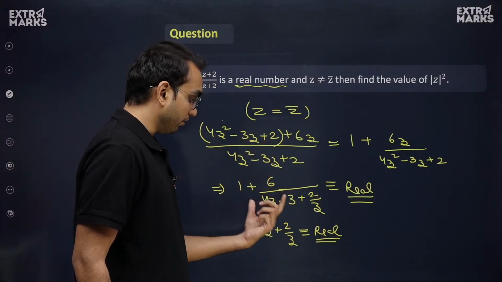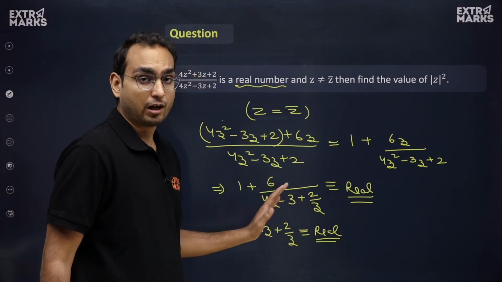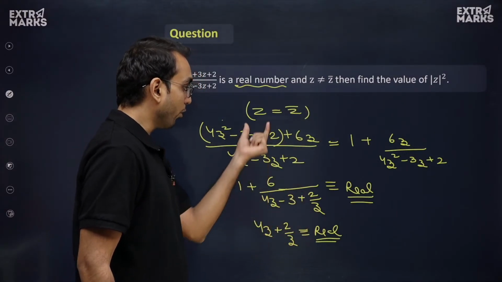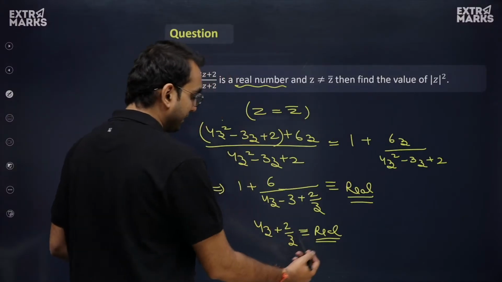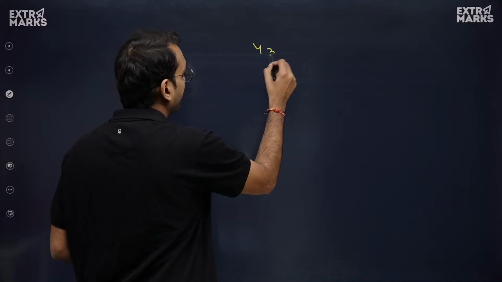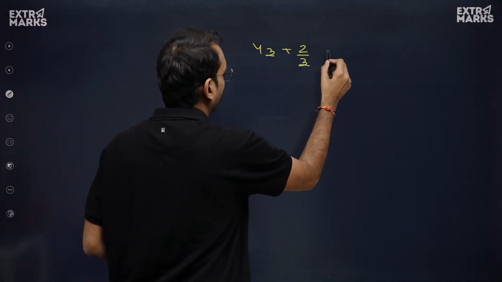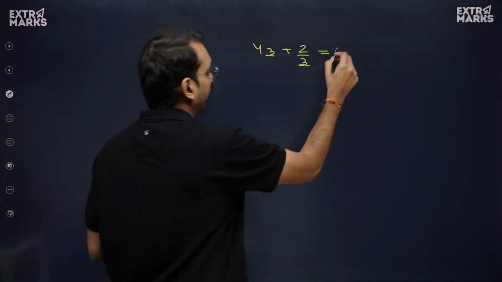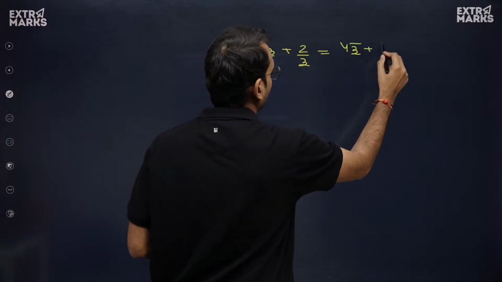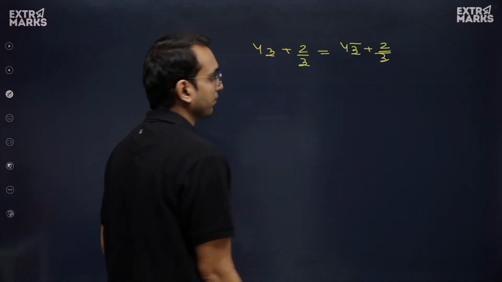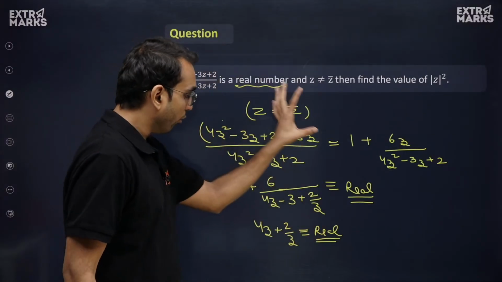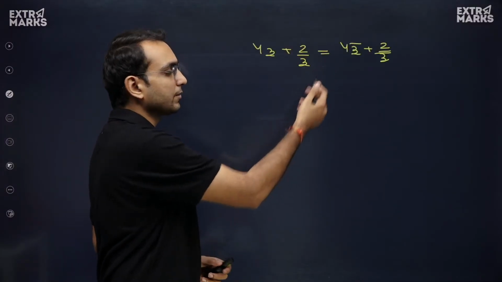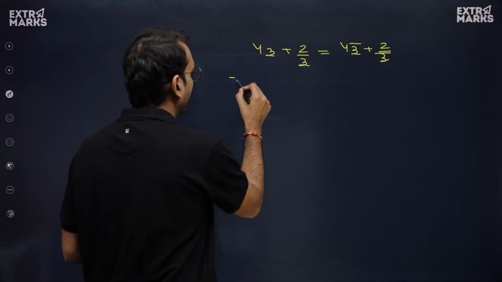So now we can put the relation from z equals z bar. 4z plus 2 by z is a real number, so 4z plus 2 by z will be equal to its conjugate, that will be 4z bar plus 2 by z bar, right? Now you can see that by this approach we have reduced this whole big expression into such a small expression, right? Now just simplify.